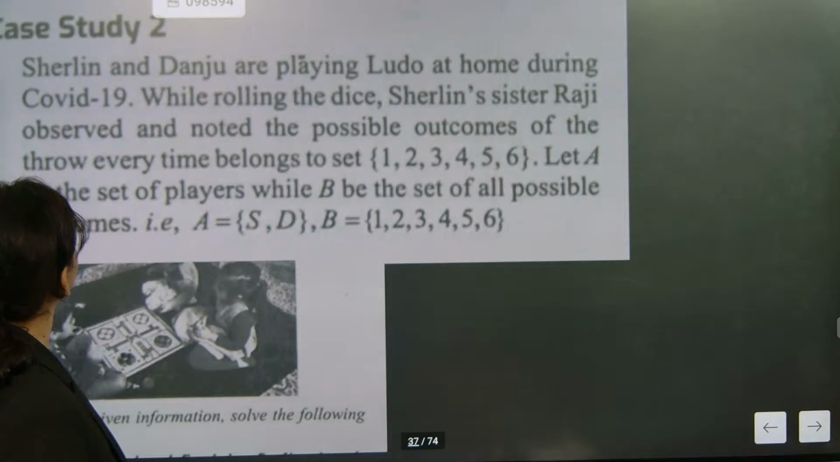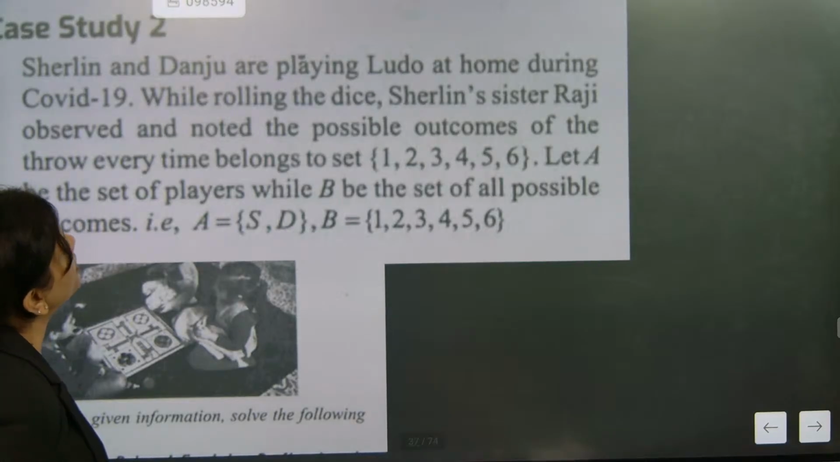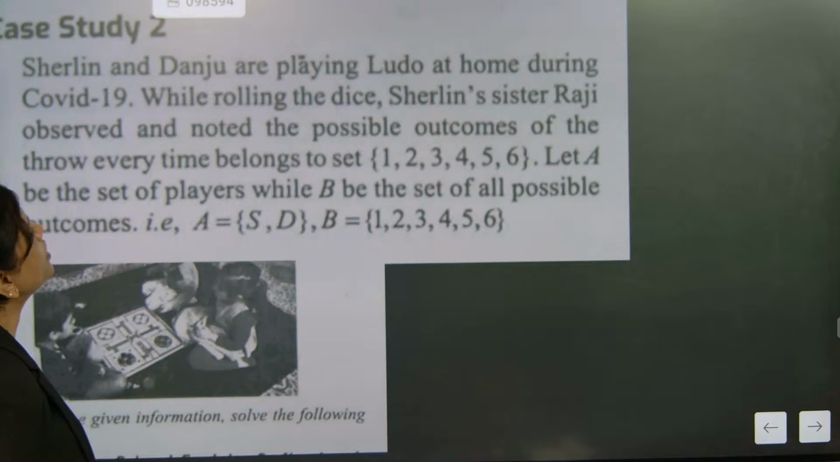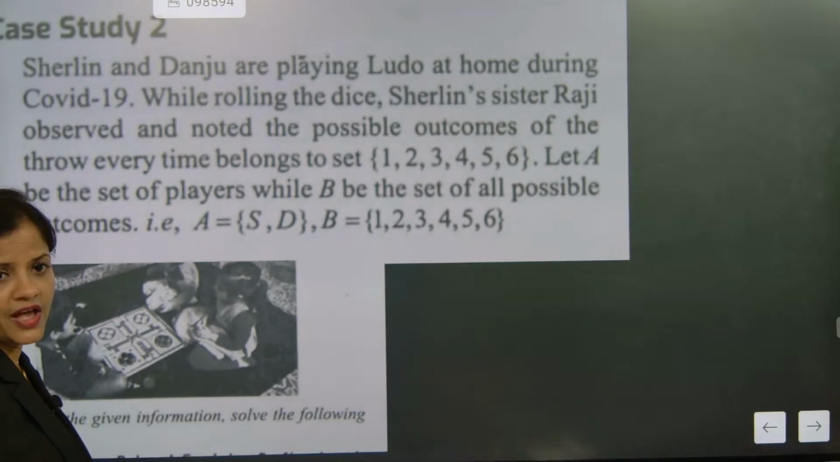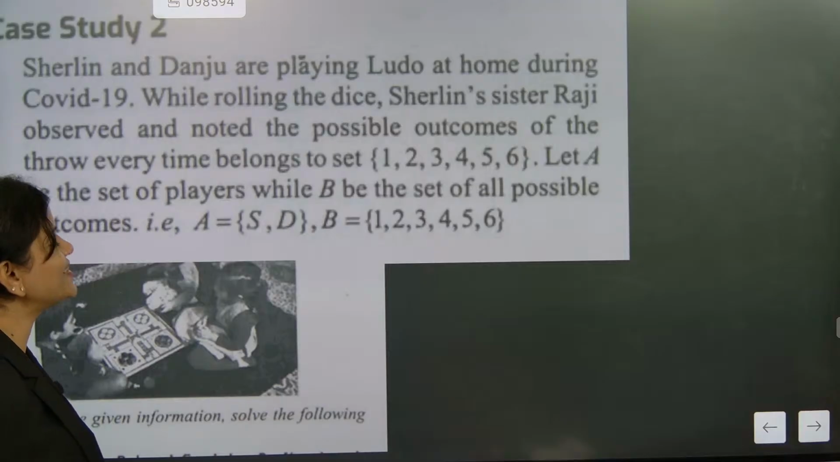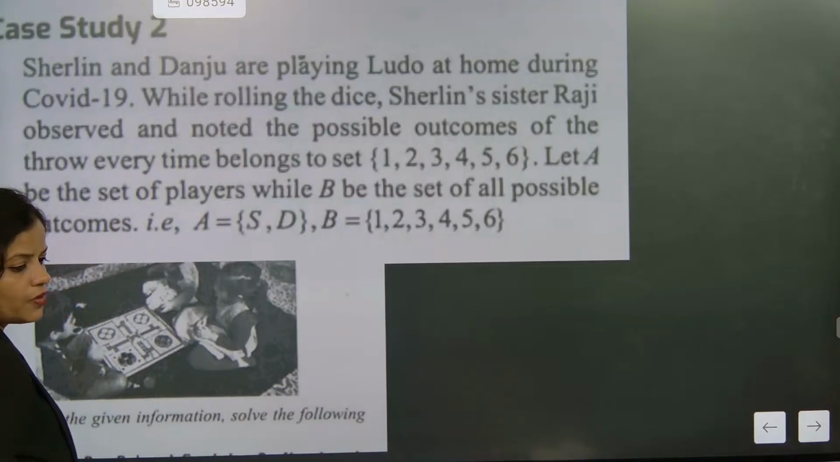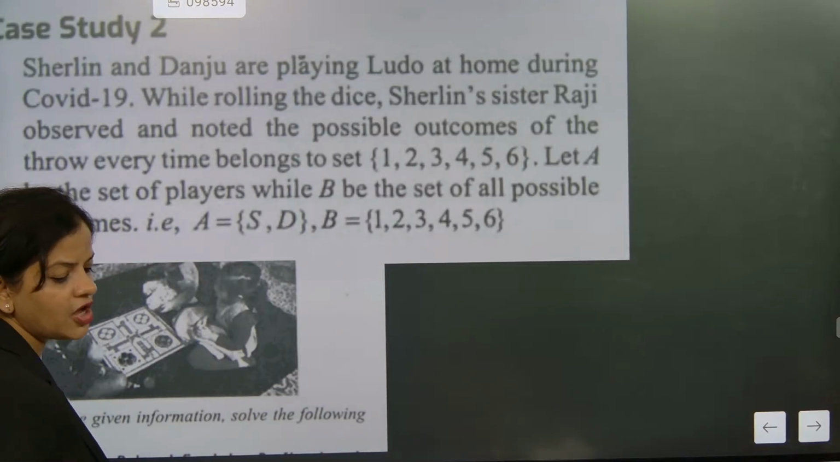Go to this question. Charlene and Danju are playing Ludo at home during COVID-19. While rolling the dice, Charlene's sister Raji observed and noted the possible outcomes of each throw belonging to the set 1, 2, 3, 4, 5, 6. Let A be the set of players while B be the set of all possible outcomes. This question we have already done. A is equal to {S, D}, B is equal to {1, 2, 3, 4, 5, 6}. So A is having how many elements?